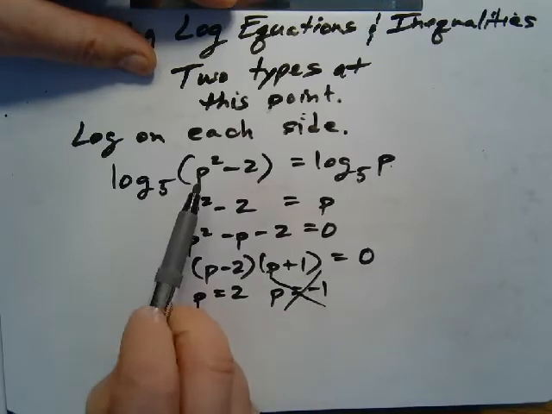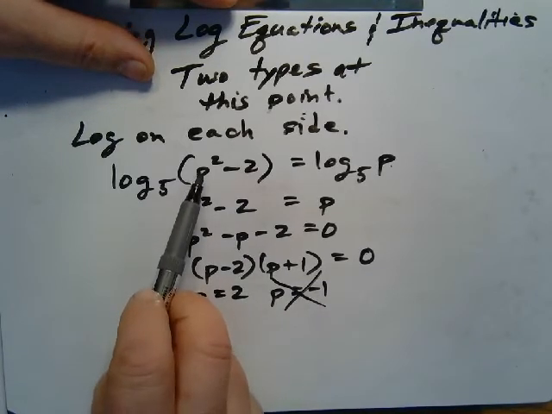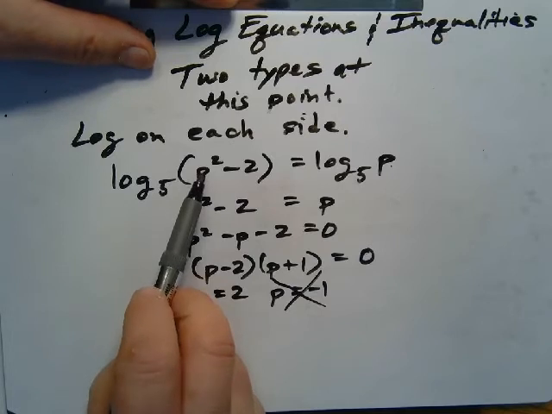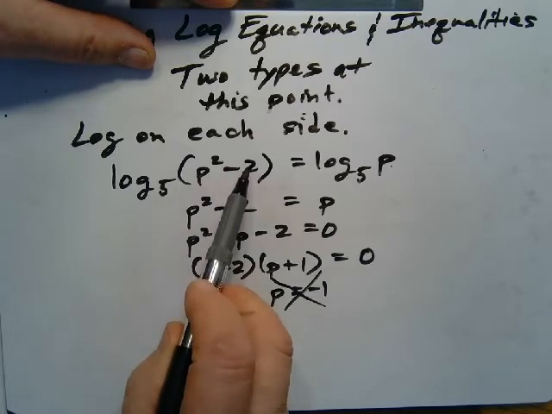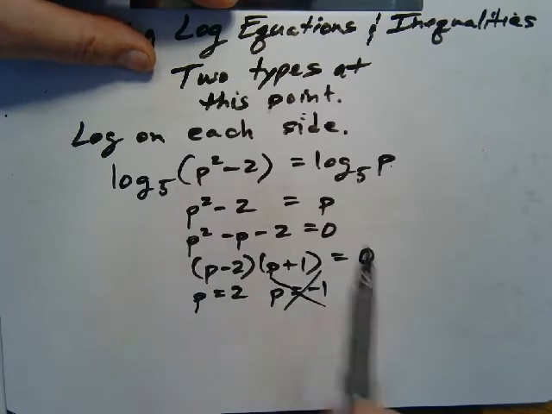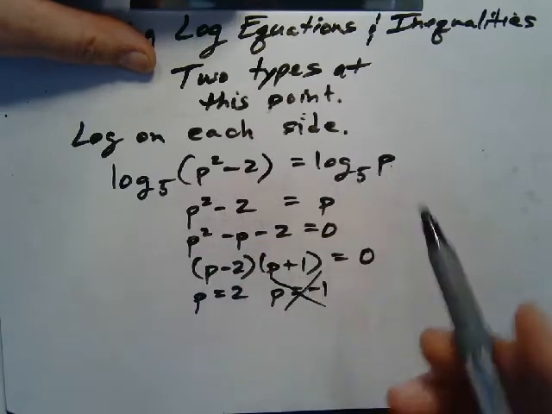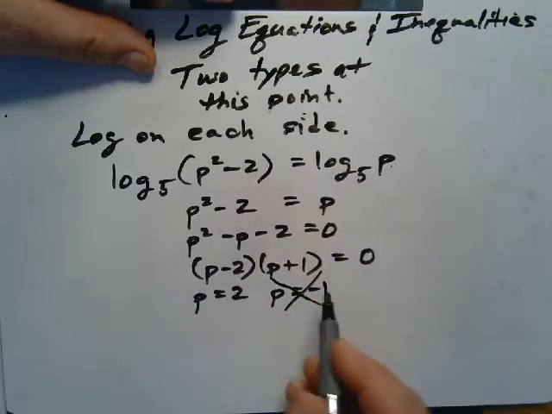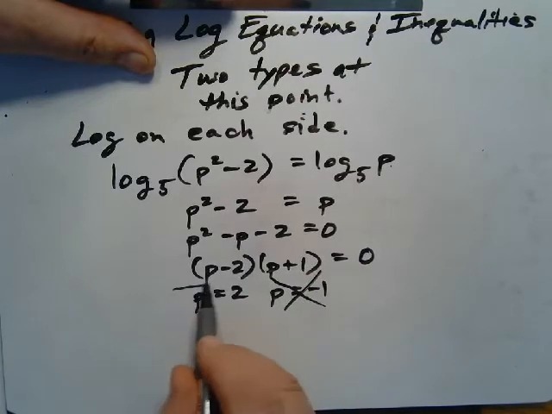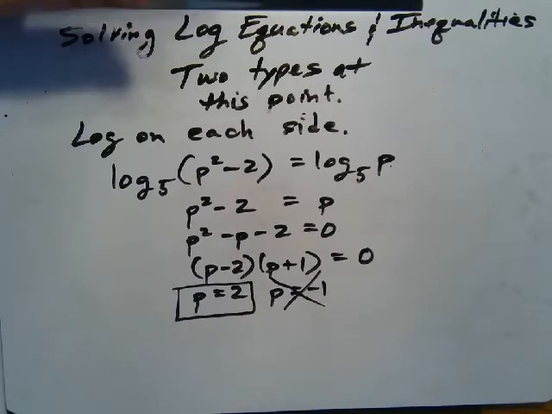And I notice if I stuck it in over here, I'd get the same thing. It wouldn't work. Negative 1 squared is 1, 1 minus 2 is also negative 1, so it doesn't work here either. But if it doesn't work in either place, it's going to have to be excluded. So our only answer here is p is equal to 2.